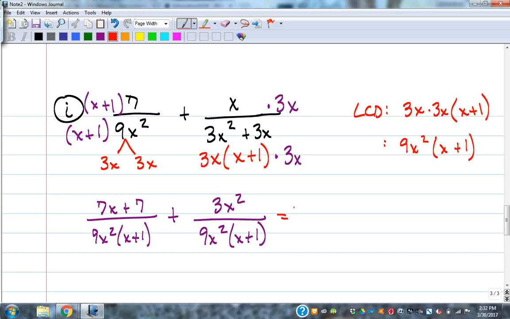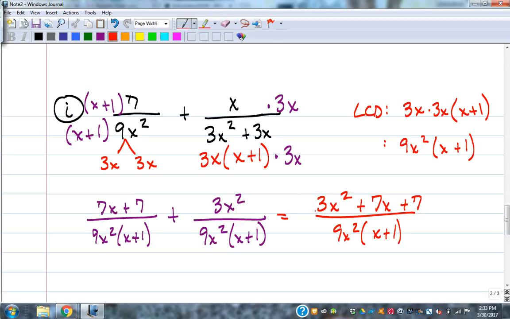Not a whole lot I can do there as far as combining like terms. There's actually no like terms that I can put together. So I'm just going to write that out as a polynomial on top. Trinomial, in fact. 3x squared plus 7x plus 7 over 9x squared times x plus 1.